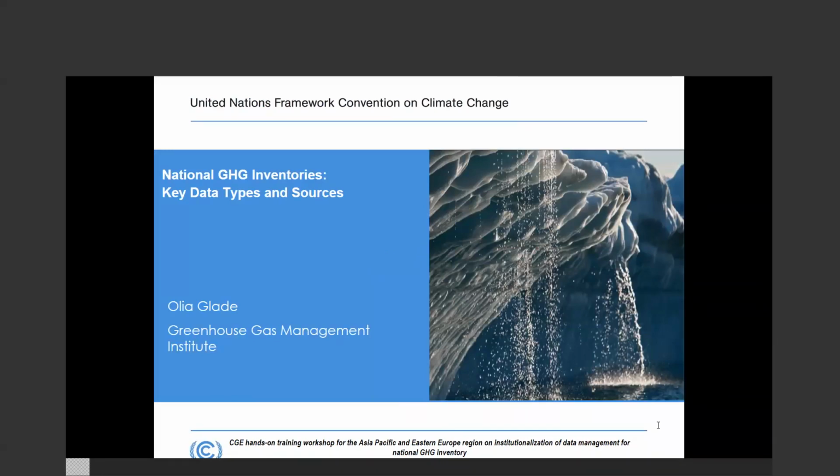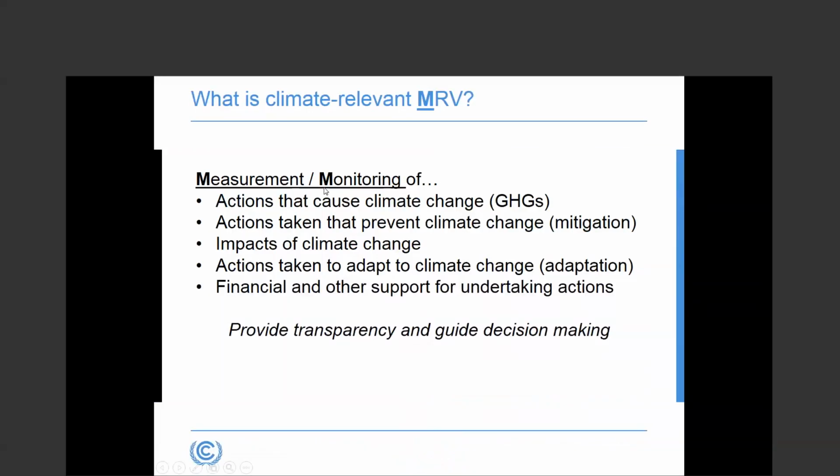National greenhouse gas inventory, key data types. So without further ado, let's begin. Effective mitigation of climate change requires a clear understanding of greenhouse gas emissions and their sources, and regular monitoring of mitigation strategies and their impacts. The practice of MRV, which integrates three independent but related processes of measurement or monitoring for M, reporting for R, and verification for V, is fundamental in this regard.